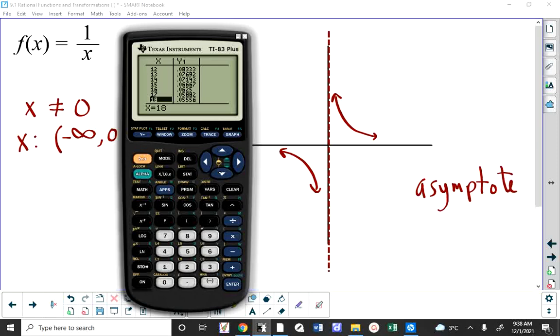Is there any limit to how big x can be? No. And if y is getting smaller and smaller as x gets bigger and bigger, then there's no limit to how small y can get. But it will always be a non-zero number.